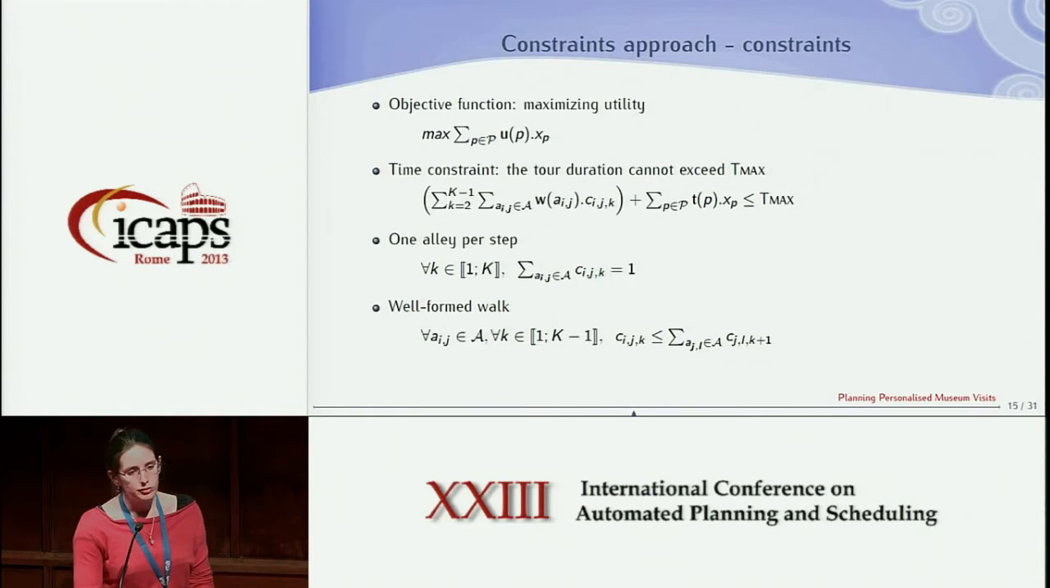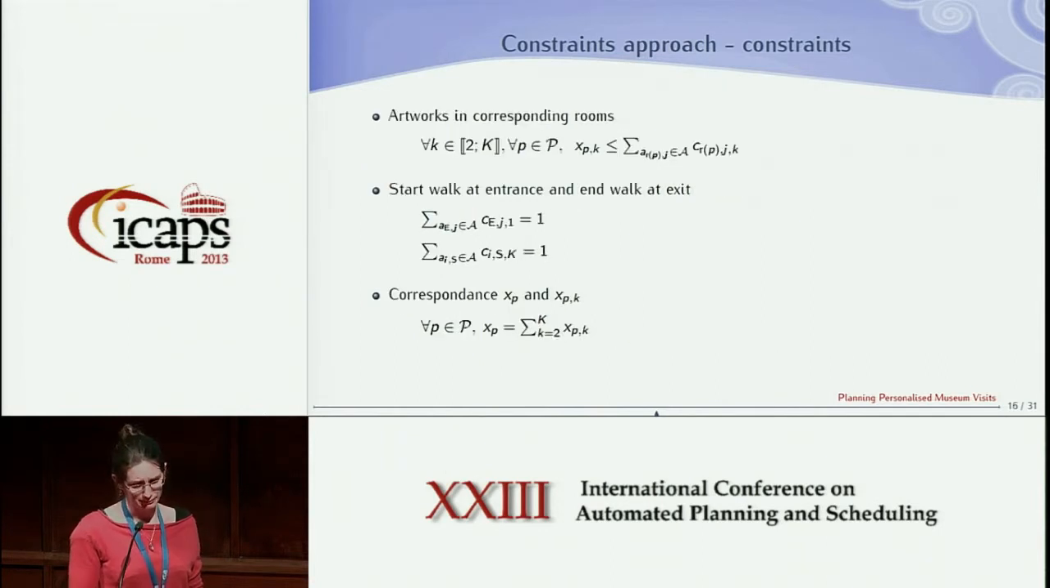Once we have those variables, the constraints are the following. The objective function is to maximize the utility of the visit. Then we have a big constraint indicating that the maximum amount of time has to be respected. This is the pseudo-Boolean constraint, and the other constraints are just clauses. I'm not going through details, but there are constraints to say that there is one arc per step, that the walk must be well formed, that artworks must be in corresponding rooms, that we have to start at some entrance and exit at some exits, and that we have to do some correspondence between our two sets of variables.